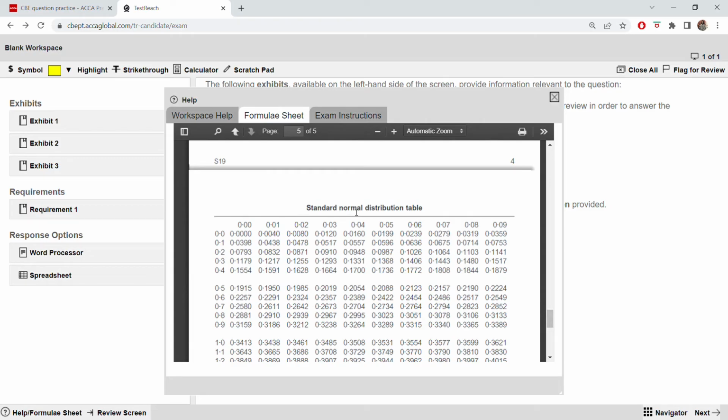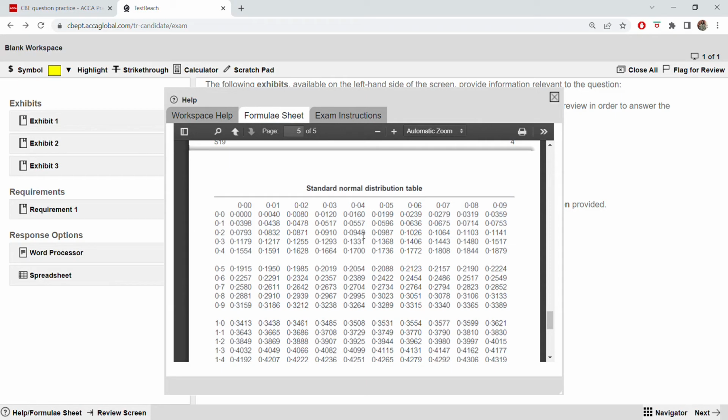We have the standard normal distribution table. You need it mostly in your option pricing model to find D1 and D2. Okay. Make sure that you know which one is useful for which question.